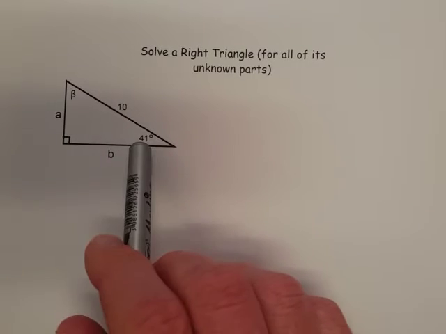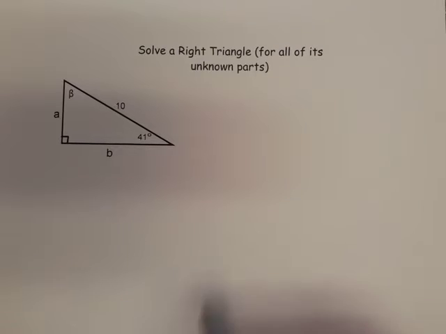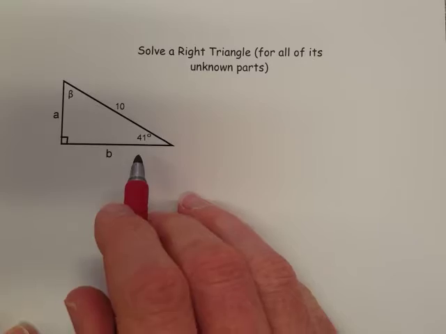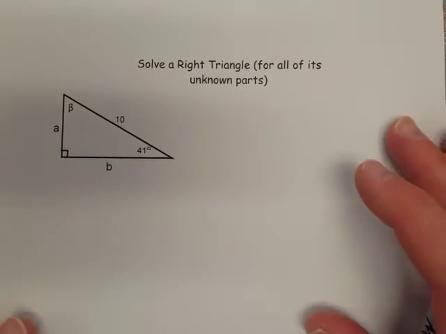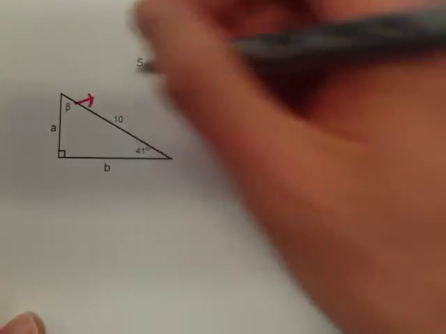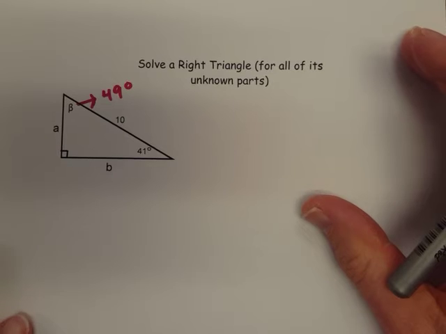In this case, we've got 2 angles and 1 side. We've got to find the rest. So I would start with the part that's easiest, and that is this angle. If we've got 90 and 41, we know a triangle adds up to 180 degrees, and so that means that beta in this case is going to be 49 degrees. That's just how much is left in this triangle.